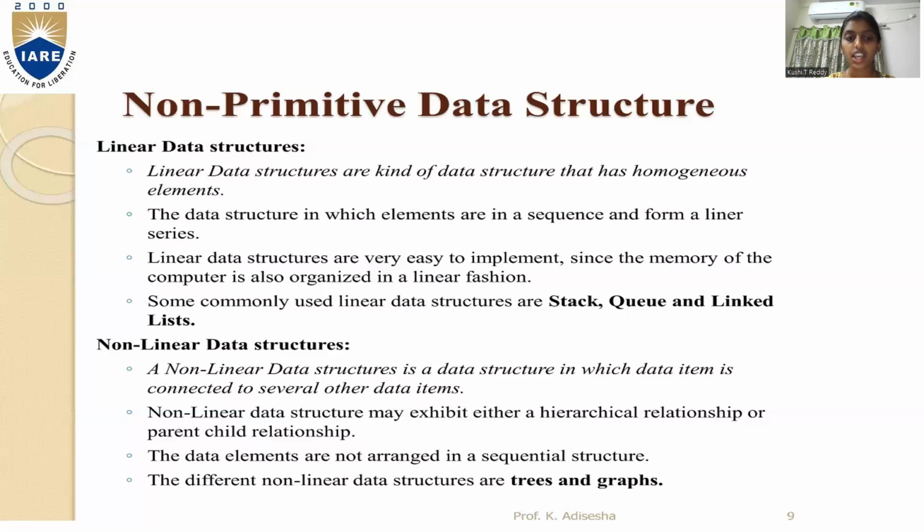Nonlinear data structures. A nonlinear data structure is a data structure in which a data item is connected to several other data items. Nonlinear data structure may exhibit either hierarchical relationship or parent-child relationship. The data elements are not arranged in a sequential structure. The different nonlinear data structures are trees and graphs.